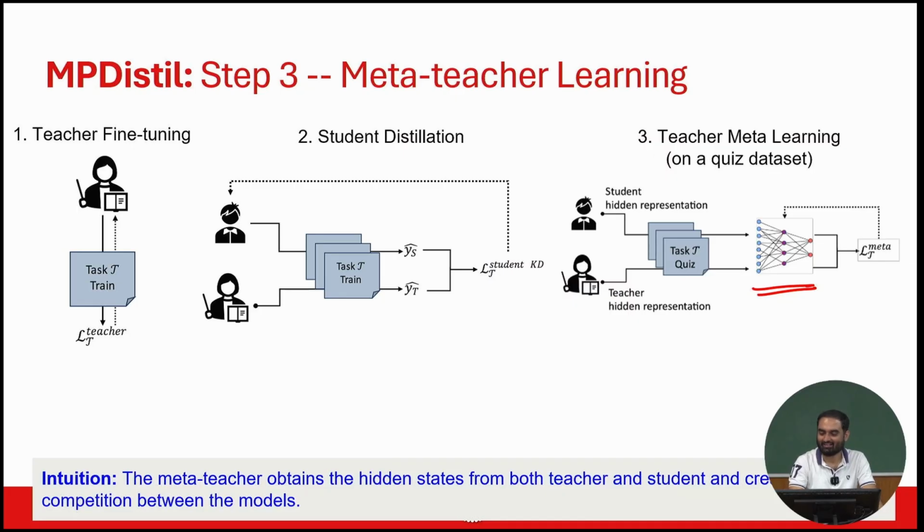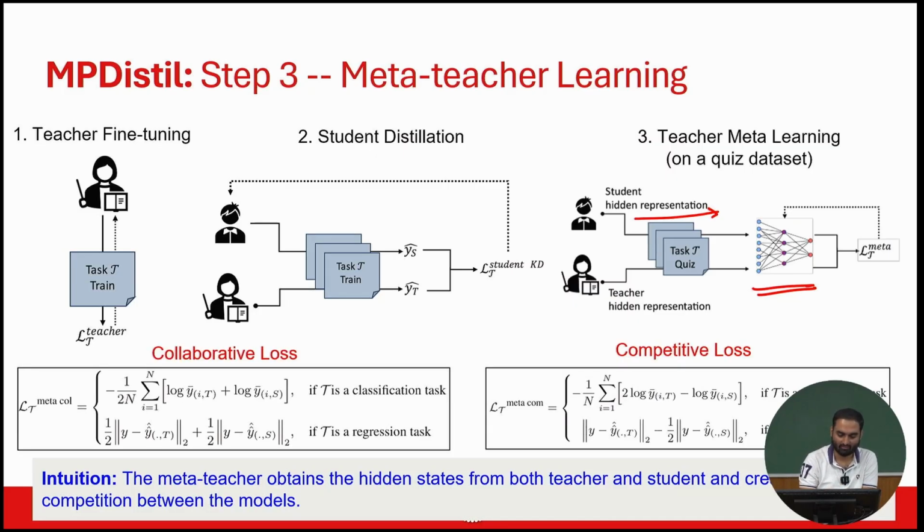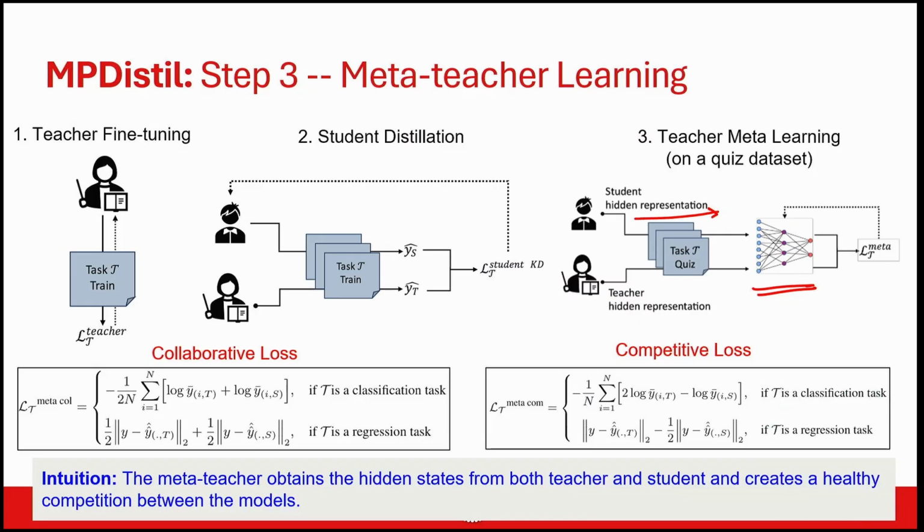Let's look at this meta teacher and the input. There are two inputs: the representation of the teacher model and the representation of the student model. You retrieve the last layer representation from the teacher and the last layer representation of the student, and these two representations will be given to the meta teacher, right? And what would the meta teacher do? Don't worry about this equation, just follow what I'm saying. The meta teacher will calculate this loss.